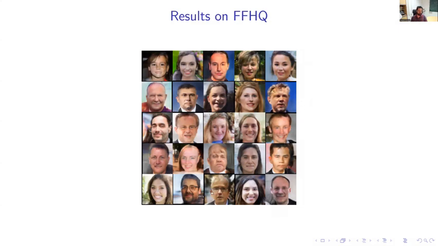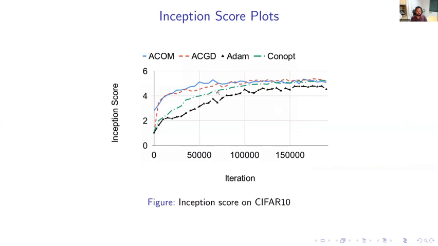And here we have finally the FFHQ dataset. For datasets which have less complicated features, for instance faces, these methods tend to do okay. So here most of the features of the faces are captured very nicely. And here we also show an Inception score plot for the CIFAR10 dataset, and we see that our method compares well with the ACGD method, which is a second order method.